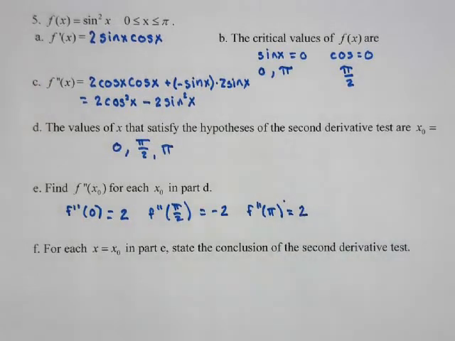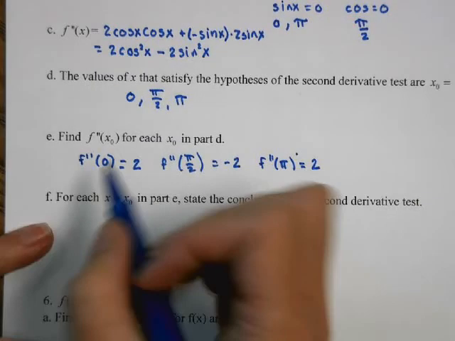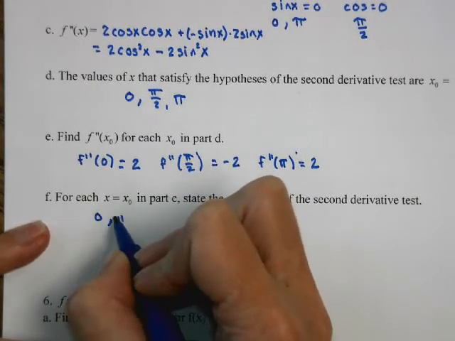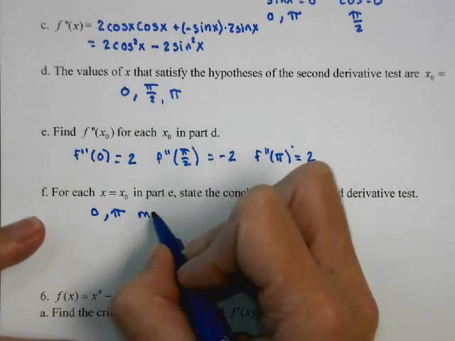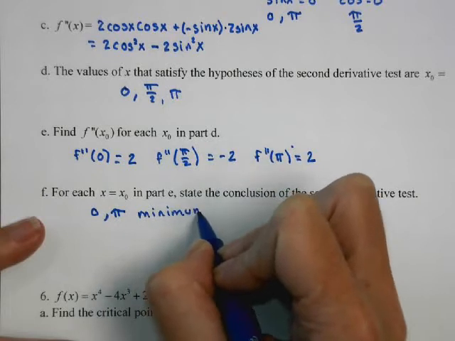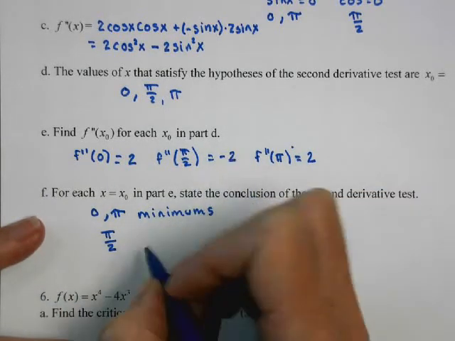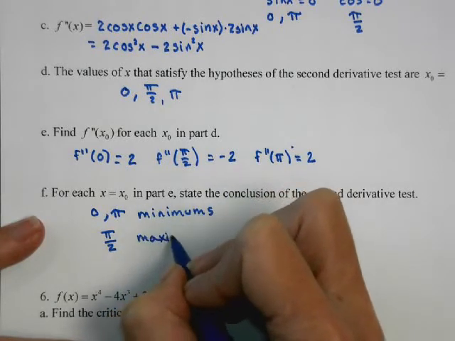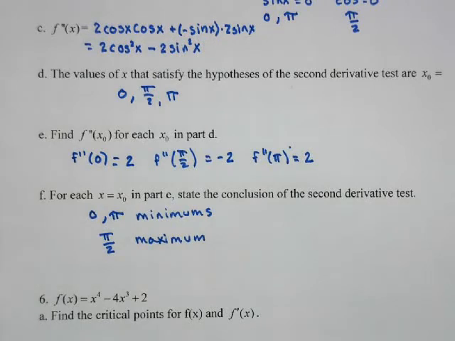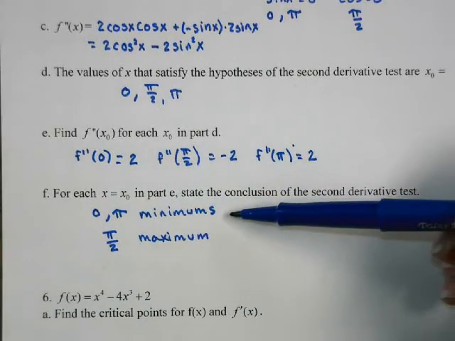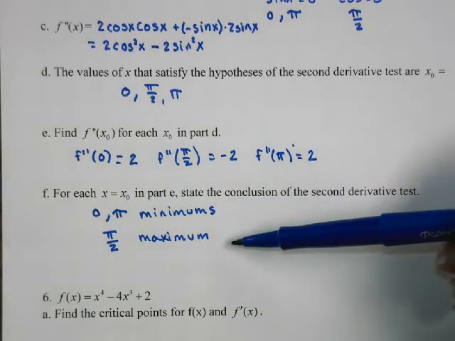Okay, so what does that tell us? Our first derivative is 0 at all three of these locations. For 0 and pi, the graph is concave up, which means these are minimums. At pi over 2, my second derivative is negative, so this is a maximum. And again, you would justify it the same way that we did on the previous example, saying the first derivative is 0 and the second derivative is either positive for minimums or negative for maximums.